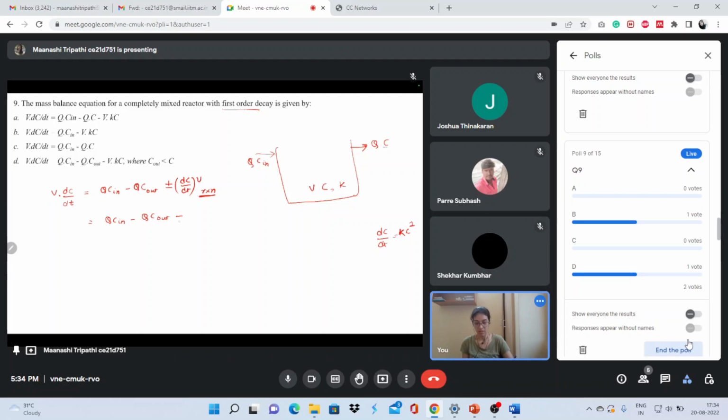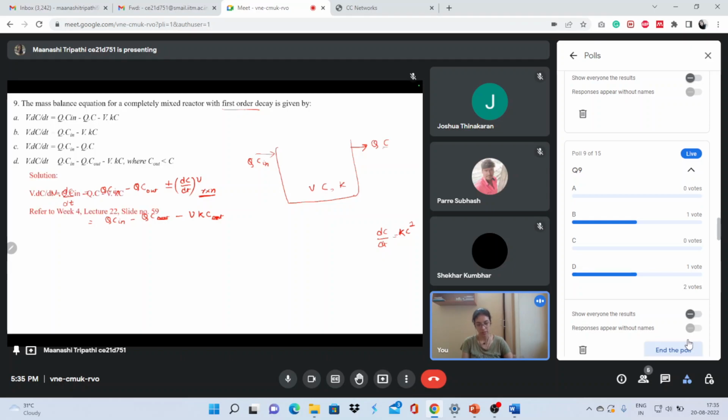because when the reaction will happen, the concentration will decrease. That is why minus. Otherwise, if the concentration is increasing, we will put plus. If the concentration is decreasing, we are putting minus. And what is dC by dt? Volume will be there as it is. dC by dt is Kc. See, the concentration inside the reactor and the concentration going outside the reactor should be same. So I have kept here C and here I have written C out. So C out and these things will be same.